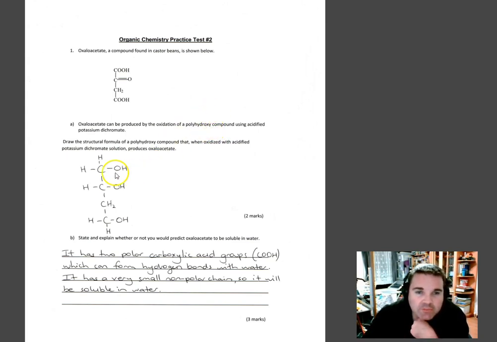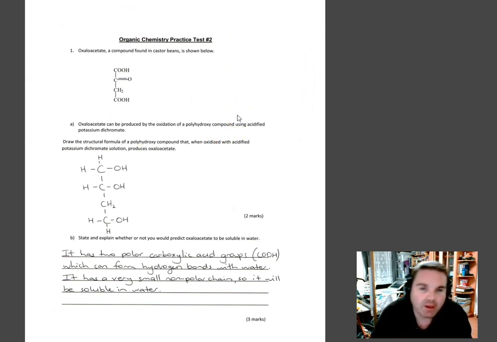oxaloacetate. So it asks you to draw a structural form of a polyhydroxy compound which, when oxidized with acidified potassium dichromate, produces oxaloacetate. So what you've got to identify here is some of the important bits that they're actually asking of you. So I'm just going to switch to my highlighter for a second. And what you really want to be looking at here is that they talk about the fact that it's a polyhydroxy compound, okay, and it's oxidized with acidified dichromate solution as well.